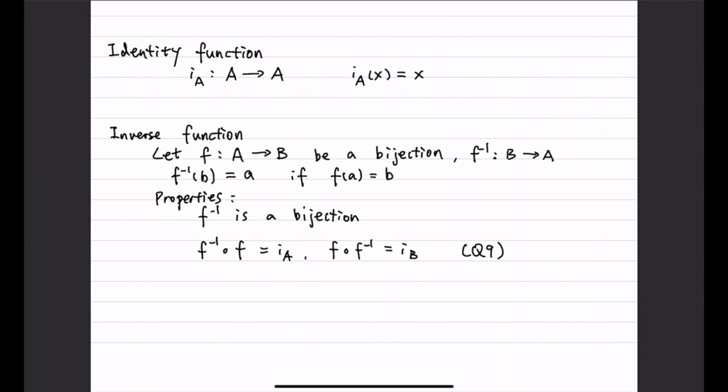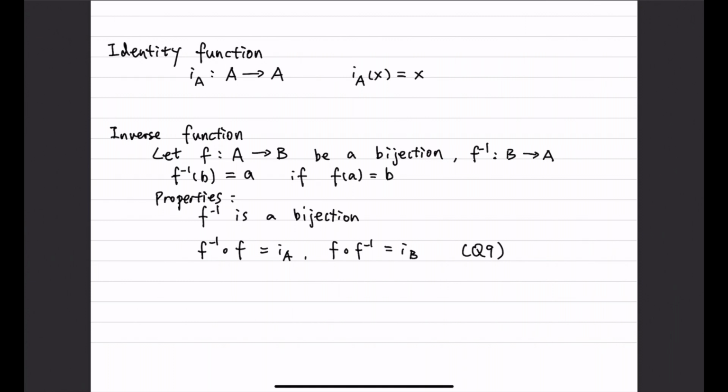And now let me talk about inverse functions. Here, let f from set A to set B be a bijection, so a bijective function. Then it has an inverse function, f inverse, denoted by f with a superscript -1. It's a function from the set B back to the set A, such that it maps the lowercase b to lowercase a if b is the image of a under function f.